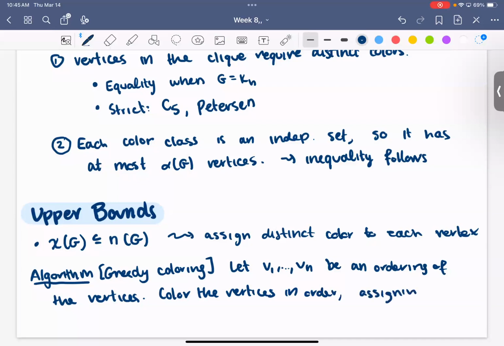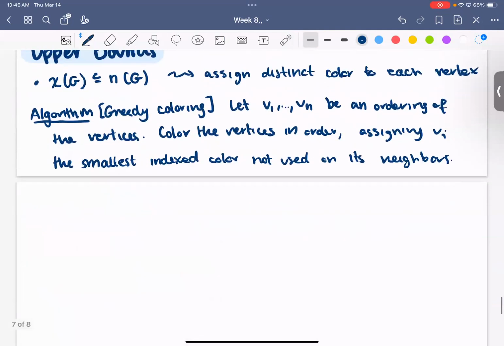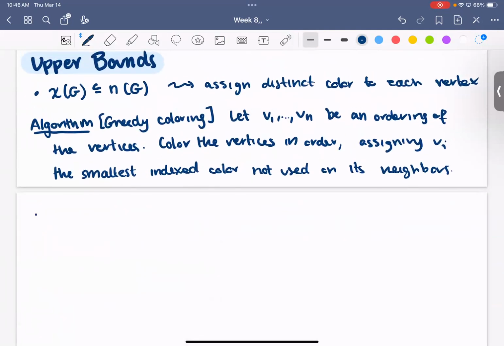Assigning V sub i the smallest index color not used on its neighbors. So I'm going to do an example so we can see why this doesn't always give you the best possible result, depending upon the vertex order that you pick.